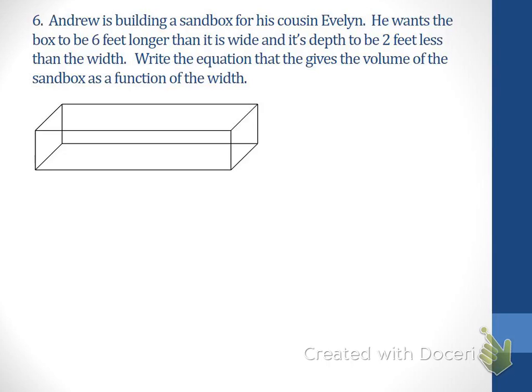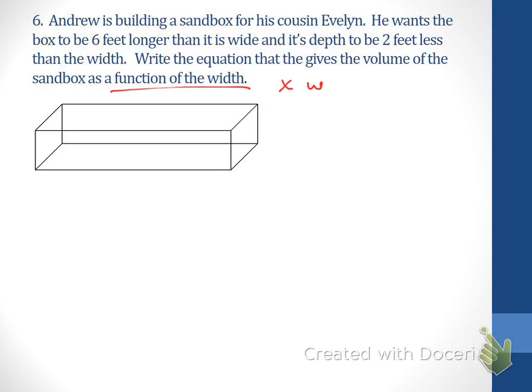So, story problem here. Andrew's building a sandbox for his cousin Evelyn. He wants the box to be 6 feet longer than it is wide, and its depth to be 2 feet less than the width. So write the equation that gives the volume of the sandbox as a function of the width. And what it means as a function of the width is that whatever variable we're using should stand for the width. Well, we're going to let that be x.